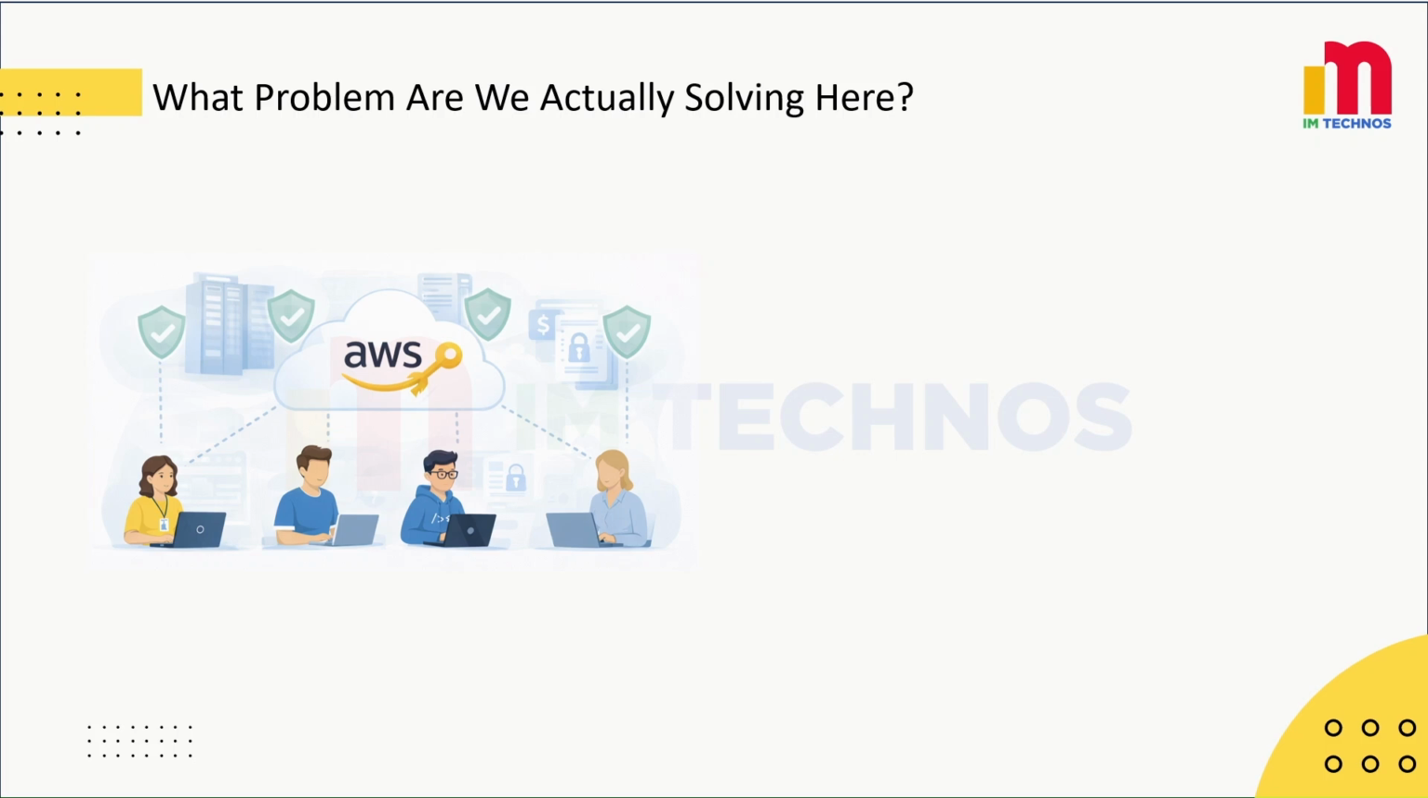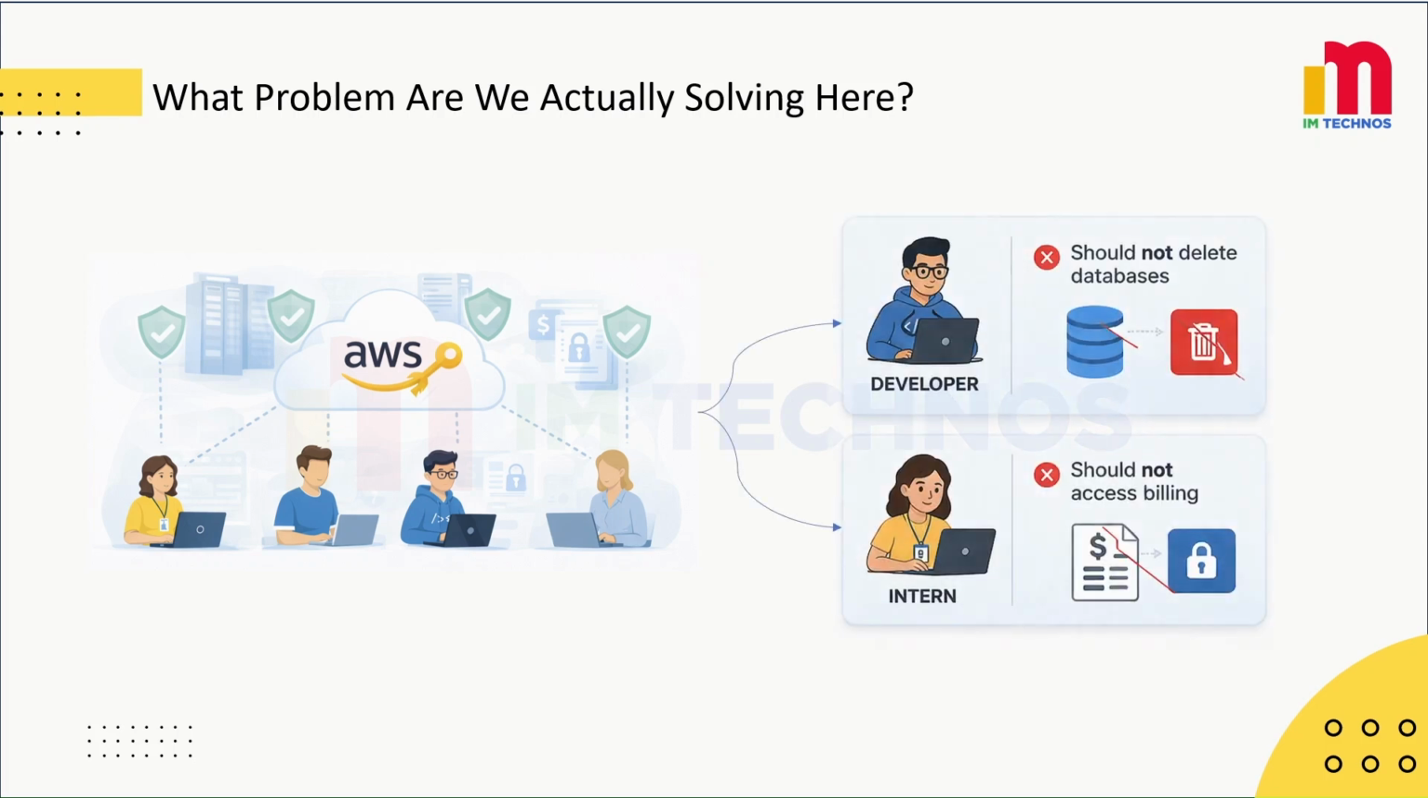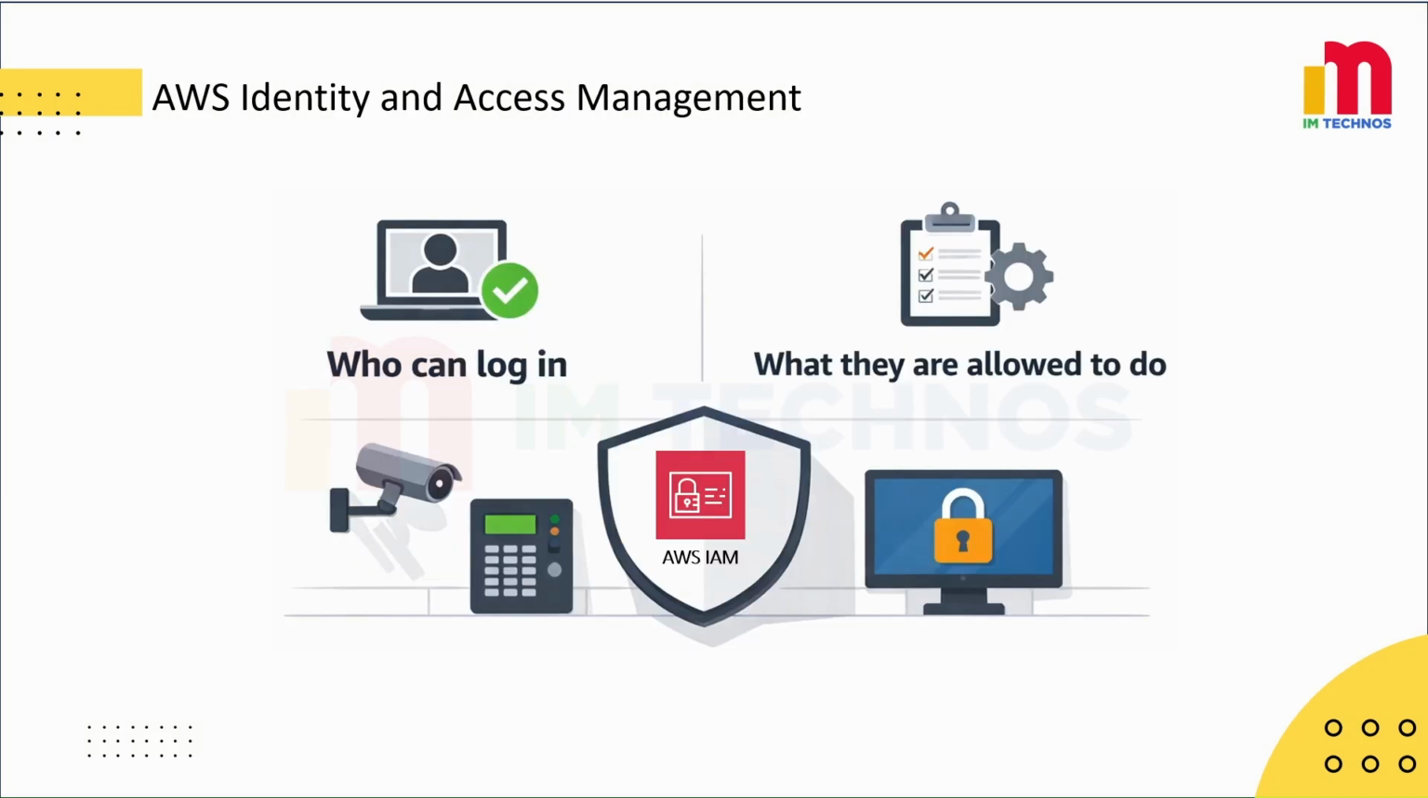When multiple people use AWS, we don't want everyone to have full control. A developer should not delete databases, an intern should not access billing. So the question becomes, how do we control who can do what in AWS? This is where Amazon IAM comes in. IAM stands for Identity and Access Management. In simple terms, it helps you control who can log in and what they are allowed to do. Think of IAM as a security system of your AWS account.